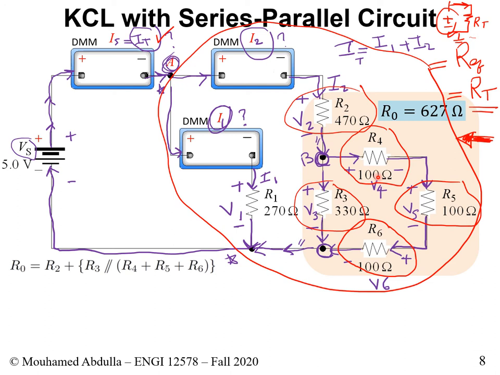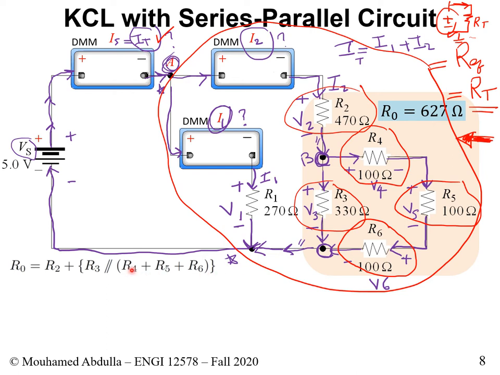And now that you got this, it becomes just one resistor. You could change all of these four resistors into one resistor, this thing here. With R2 in series, you could add them together, and that gives you R0. R0 is this shaded area. All of this is your R0. So if you do the math, I'm not going to do it here, we don't have too much space. You'll get 627.